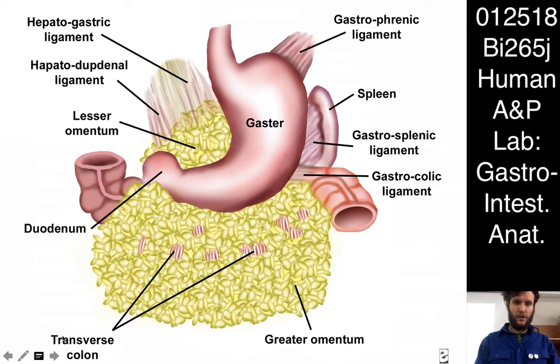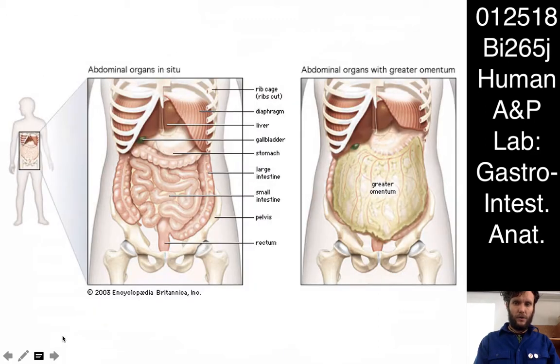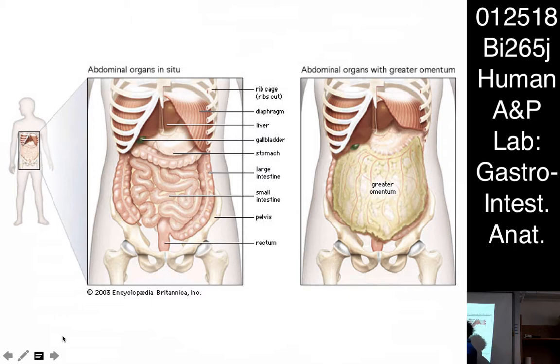All right. Not going to worry about any of those ligaments. So here's a picture of it. Here it's being cut, and this is the way you see it normally. In this model, it's been severed along here, but normally it would be this skirt, to show the greater omentum.